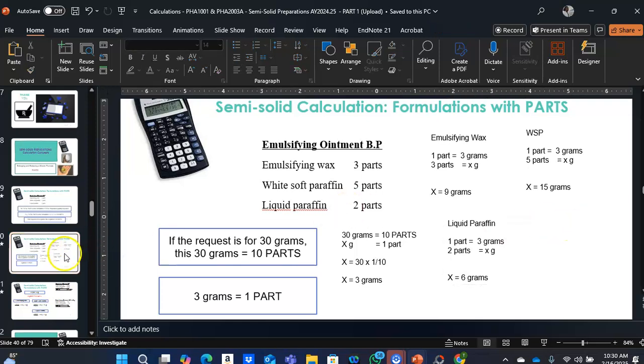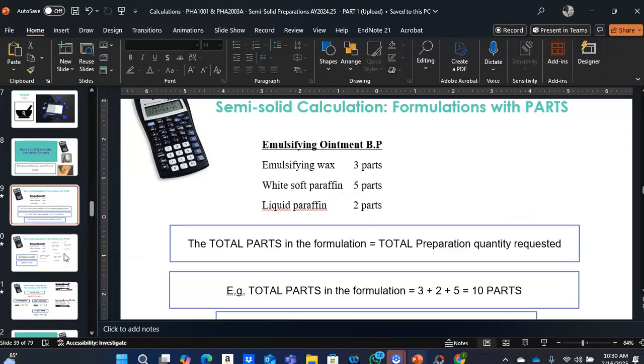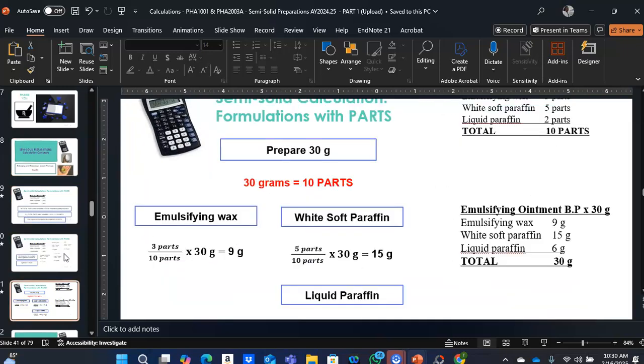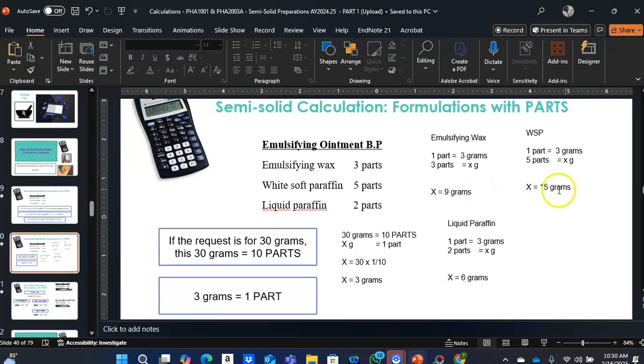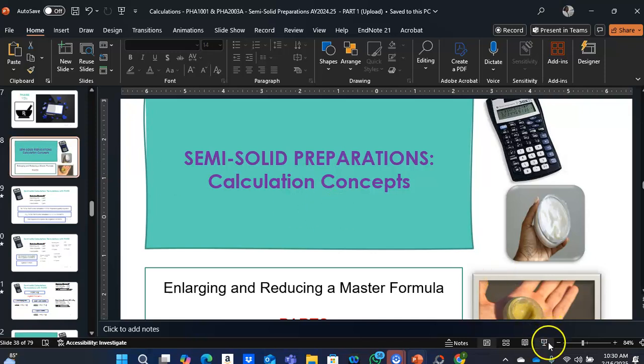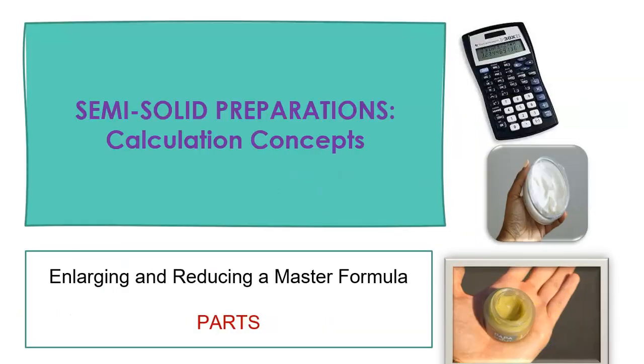And let's look if that's what we got in the previous slide. So here our answer was 9, 15, and 6. 9, 15, and 6. So you can work it to say 30 grams is equal to 10 parts, so 3 is to X, or you can work out to see how much is 1 part, and then you multiply it by the number of parts that it should occupy. That brings us to the end of the recording on parts. Really easy, really simple. Don't overthink it.